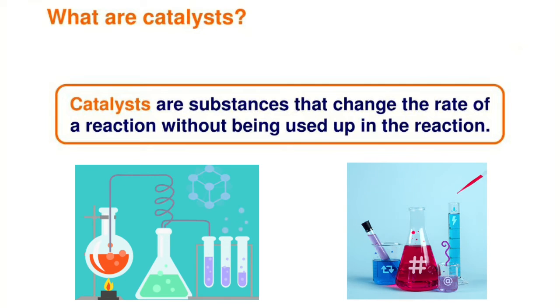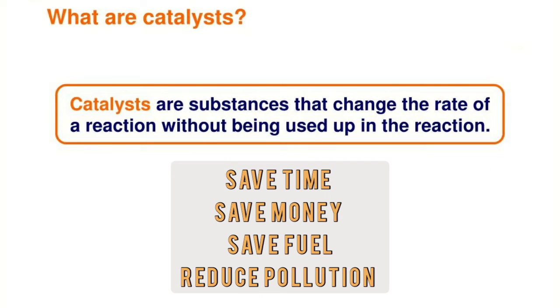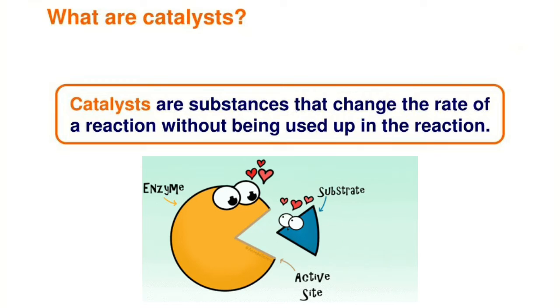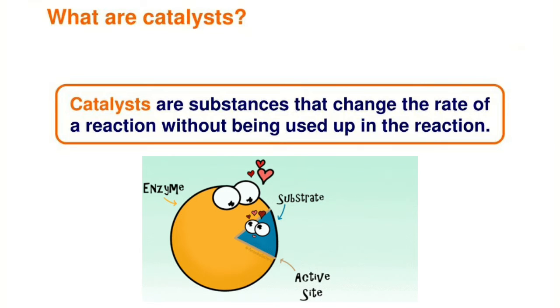Catalysts are very important in industry because products can be made more quickly, saving time and money. They can also avoid having to use high temperatures, so they can save fuel and reduce pollution. Catalysts are also very important in living cells. Biological catalysts are special types of protein called enzymes.